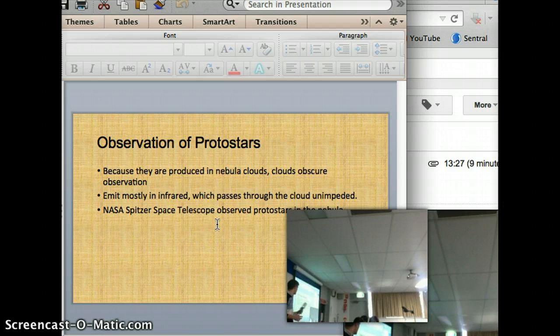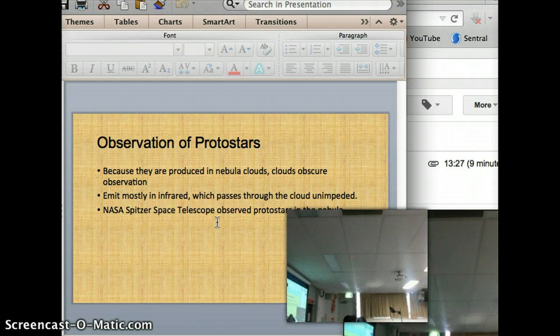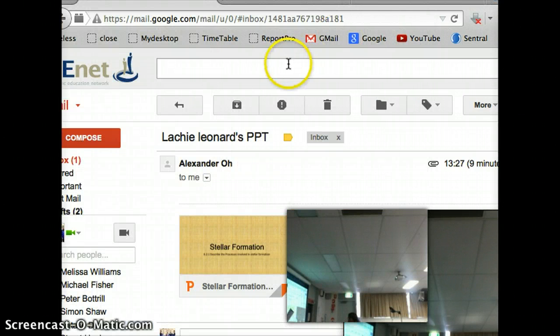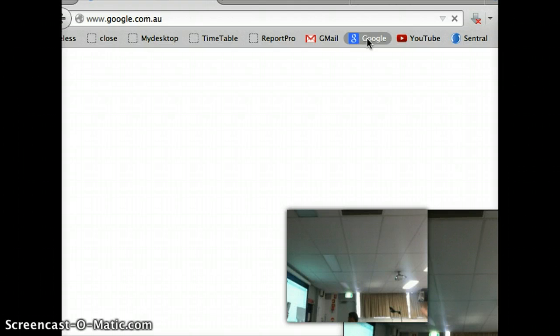So, for example, NASA launched a space telescope, I think in the early 2000s, to observe these protostars, and since then many thousands have been documented throughout the galaxy, especially I believe in the Large Magellanic Cloud and the Small Magellanic Cloud, which are areas of high star formation. But yes, that is the process involved in stellar formation. Thank you.